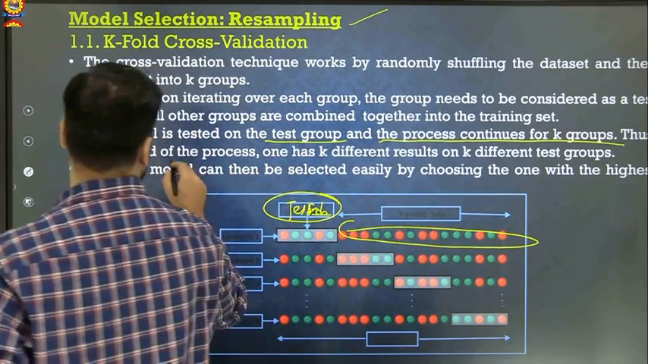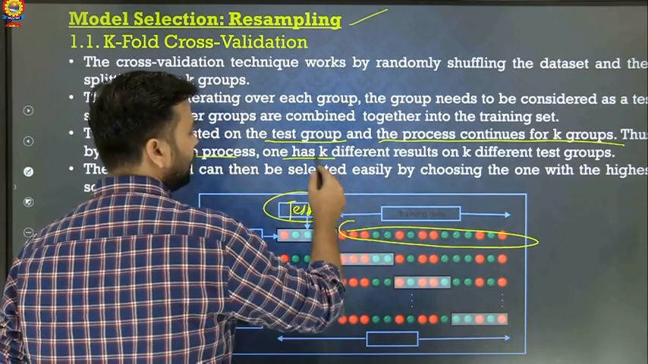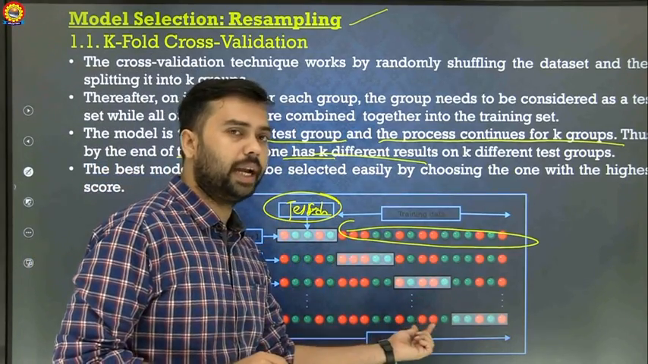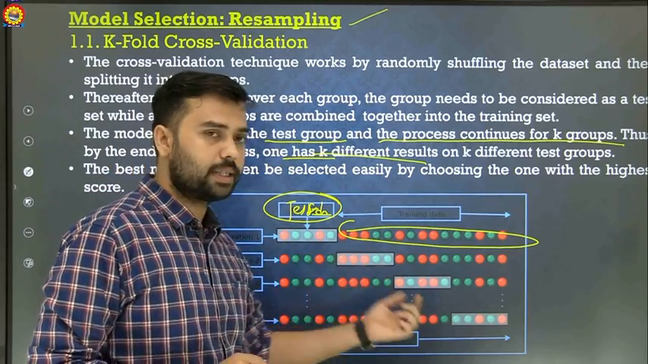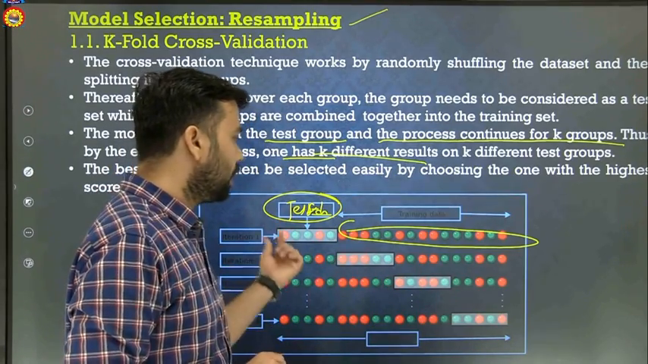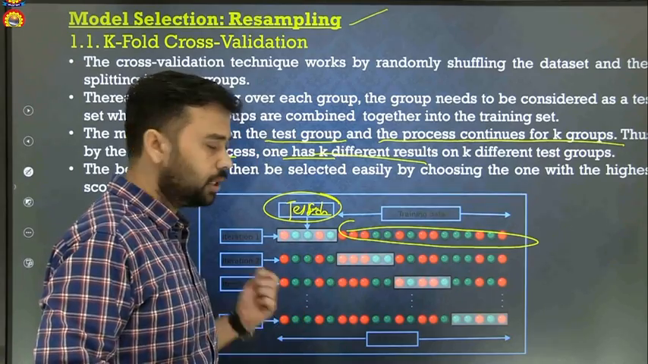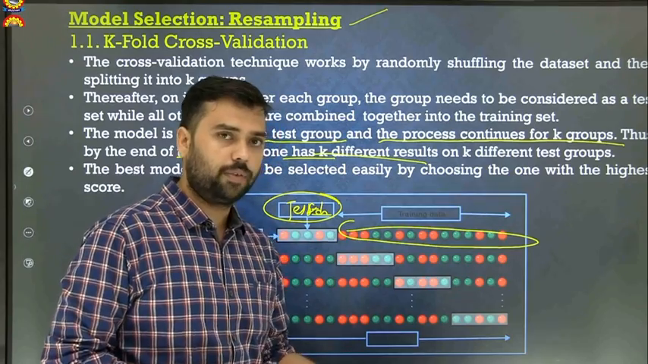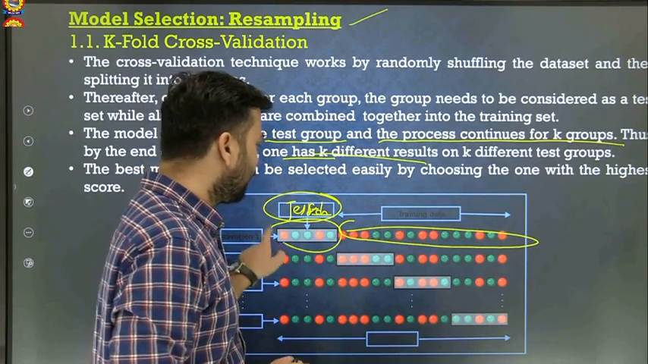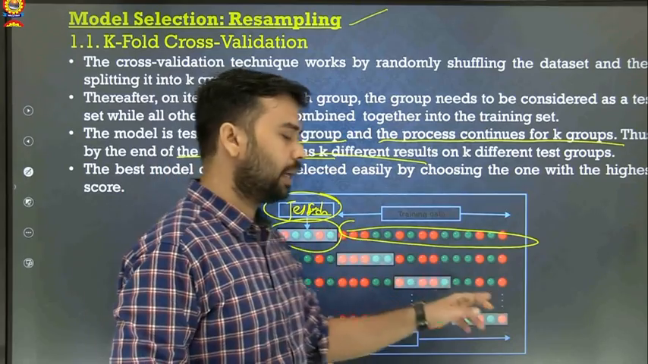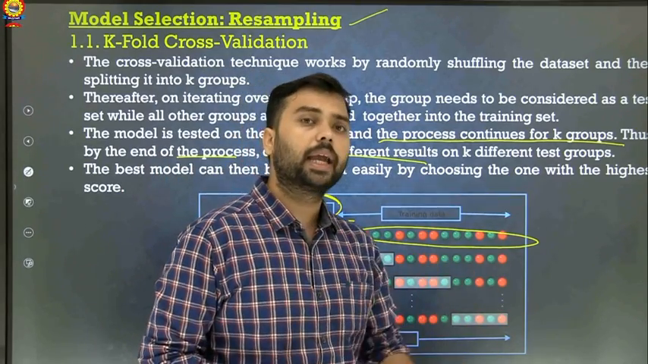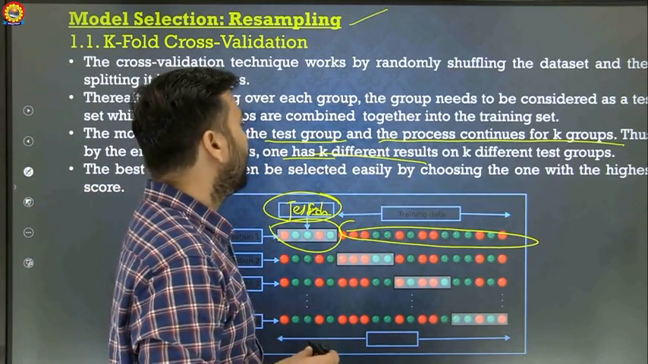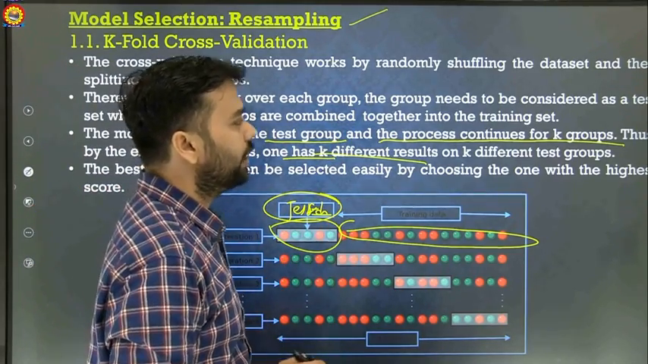By the end of this process, one has k different results. At the end we have k different results because we take k different test sets, one in each of the k iterations. So the number of test sets and the number of iterations are generally the same, because in each iteration we take a new set to test our model. This particular test data generates one result, then the next result, then the next, so we have a total of k different result values, one on each of the k different test groups.